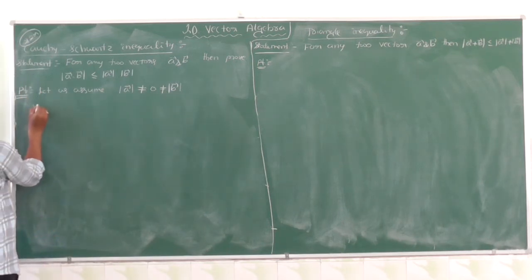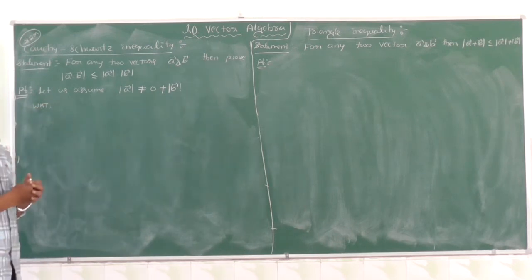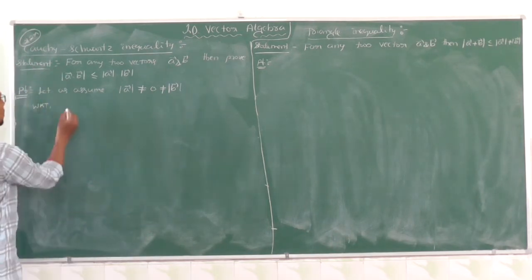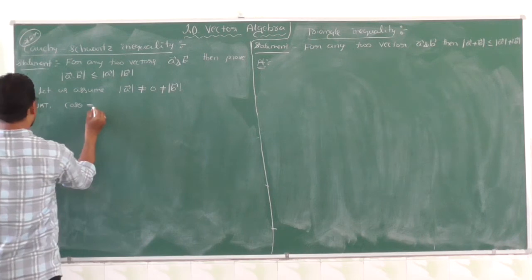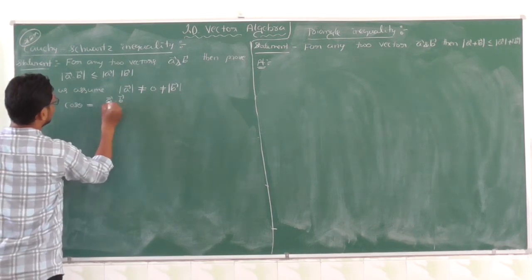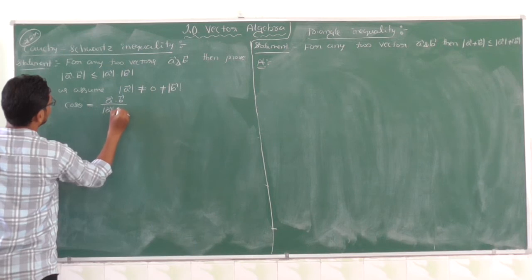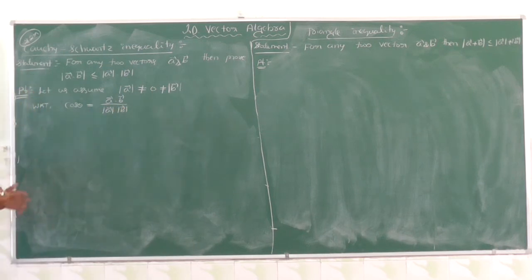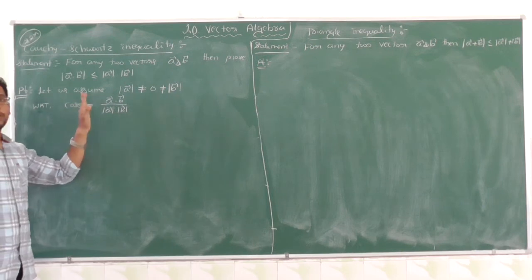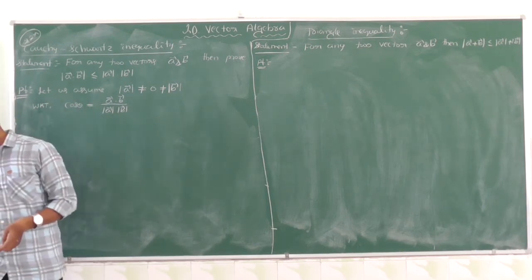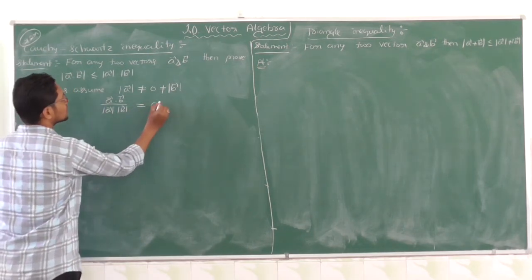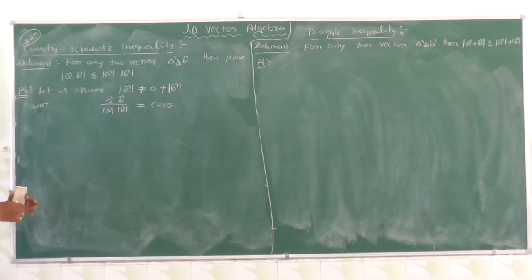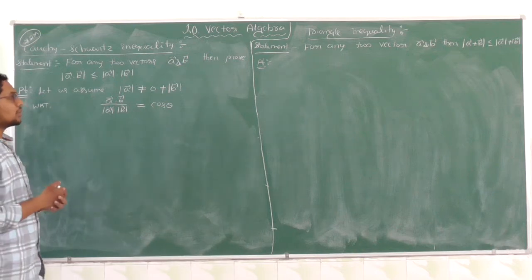Now we know the definition of dot product is what? Cos theta equals A dot B divided by magnitude of A times magnitude of B. It is the definition of dot product of 2 vectors, right? I will take this cos theta to the right: A dot B divided by magnitude A magnitude B equals cos theta.